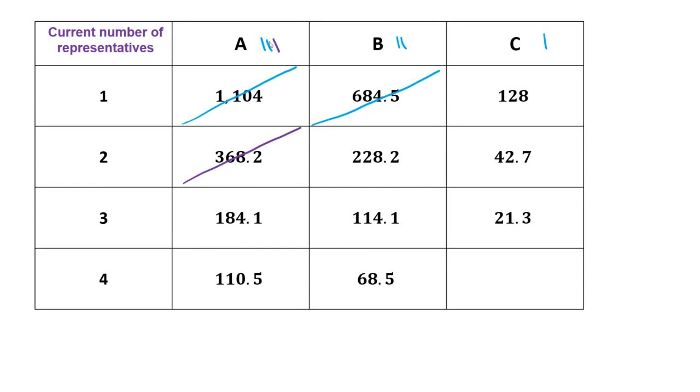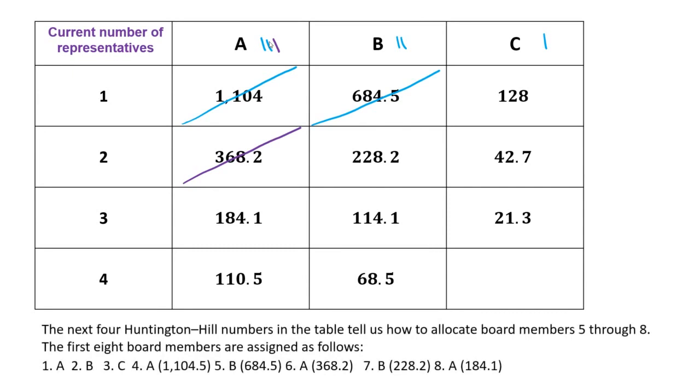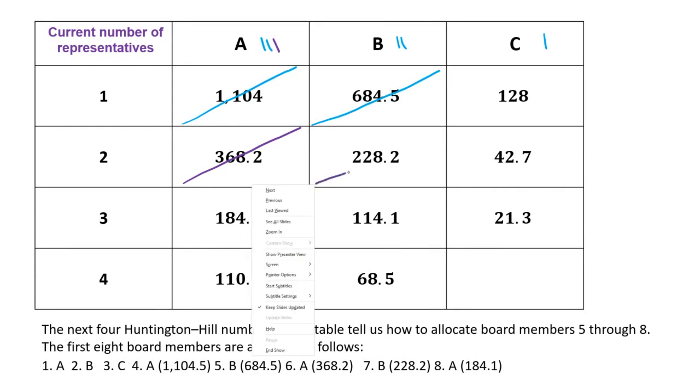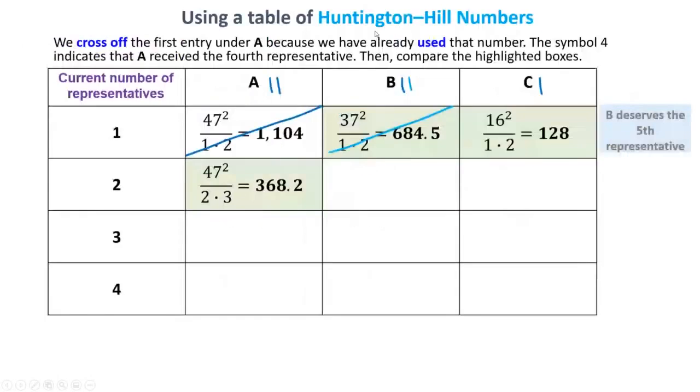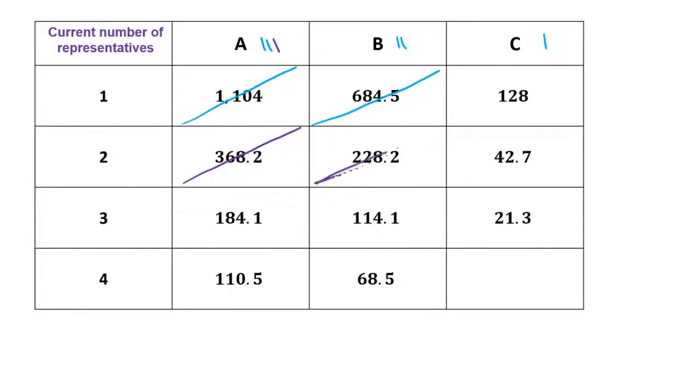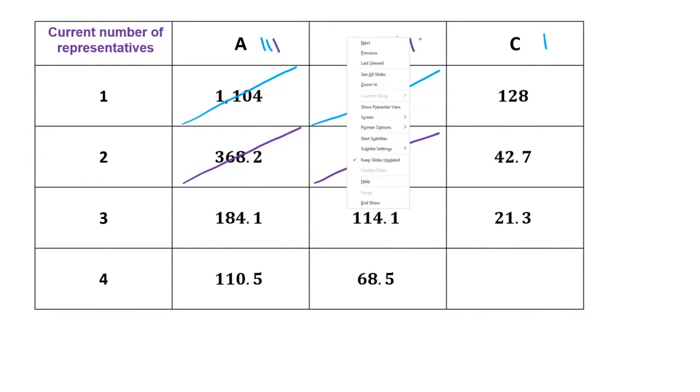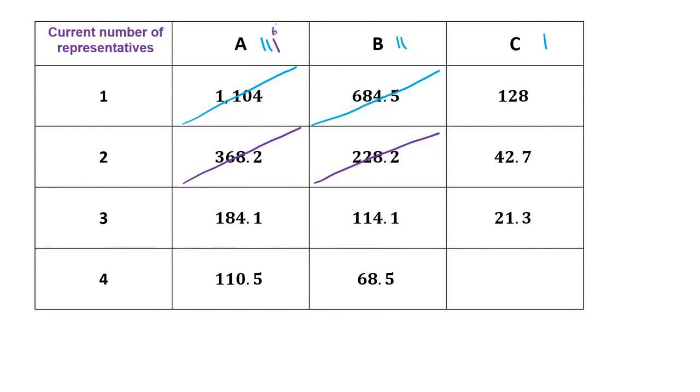Now we have 6. And again, we look for the greatest Huntington Hill number. Now we have 184, 200. 200 is the greatest one. So we cross off this, and the next representative goes to B. So that was the 6th, the 7th, and we have 1 more to assign.